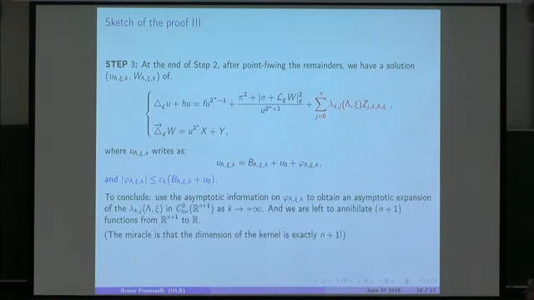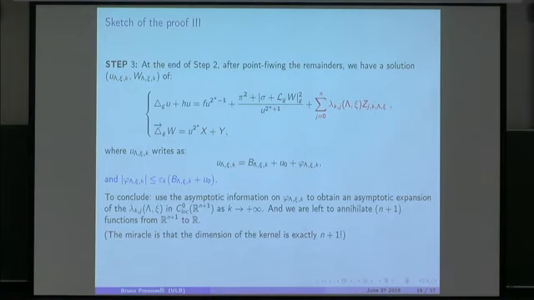And to conclude the step, you use the asymptotic information on your functions to obtain an asymptotic expansion of these functions. Okay, so up to dividing by some constant, these functions here converge uniformly continuously to some limiting functions. Okay? And so you're left to annihilate, in the end, some number of functions from R^(n+1) to R^(n+1). Okay? The miracle here of the method is that you have the same number of unknowns here, of coefficients, as the number of parameters. Okay?